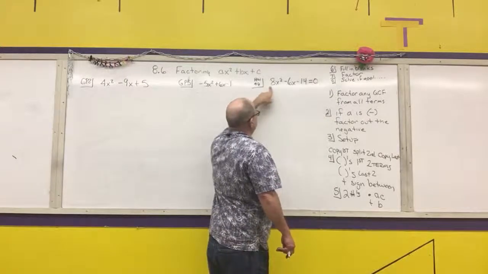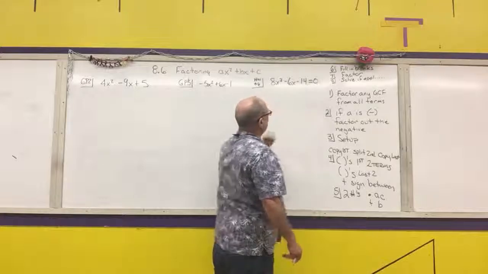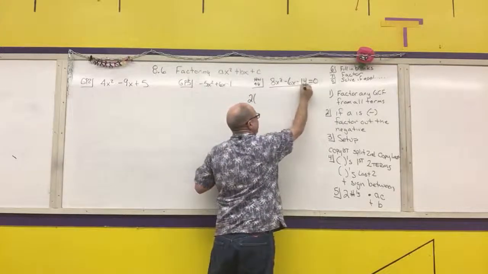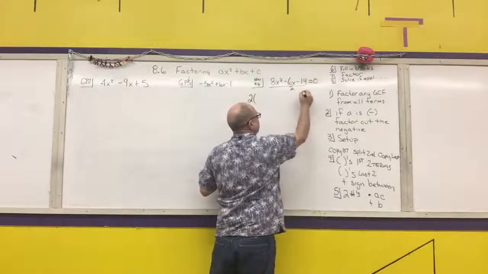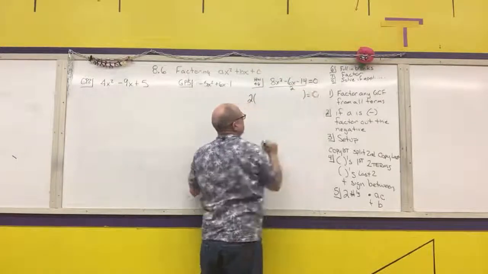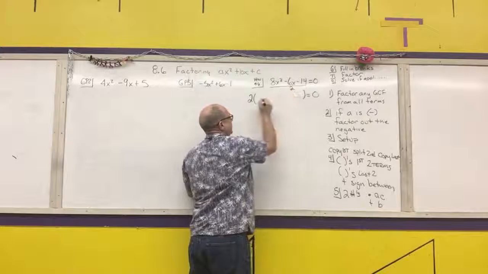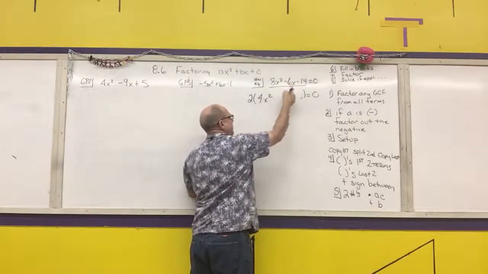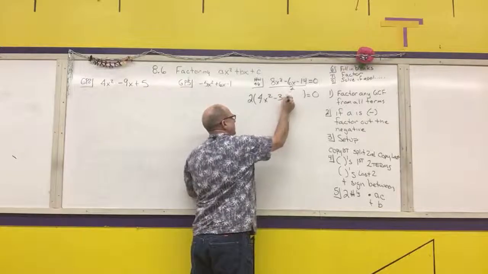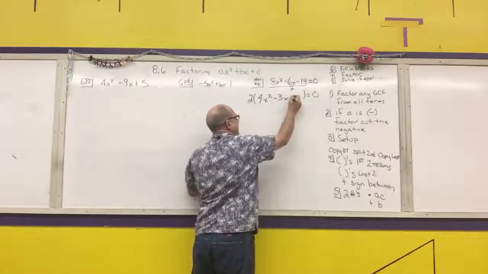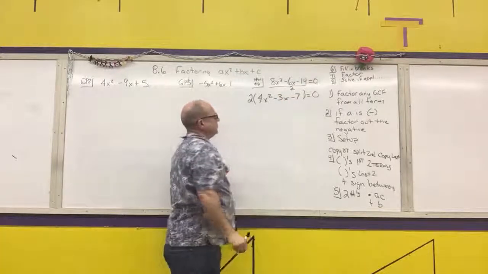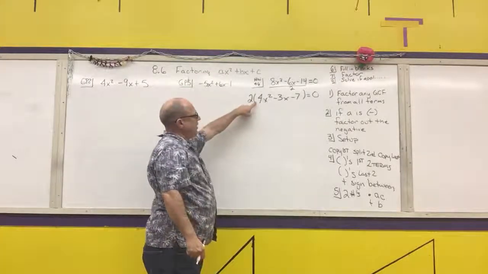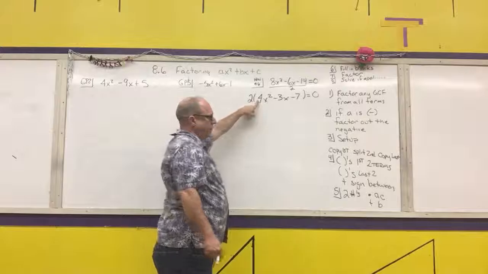The number that goes into 8, -6, and -14 is 2. So I'm going to divide everything here by 2 and pull it out. 8 divided by 2 is 4, so I have 4x squared. -6x divided by 2 is -3x. And -14 divided by 2 is -7. Step 2, if the a term is negative, pull out the negative. The a term is positive here, so I'm okay.